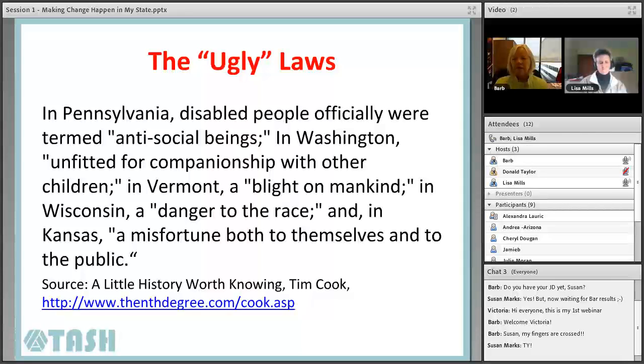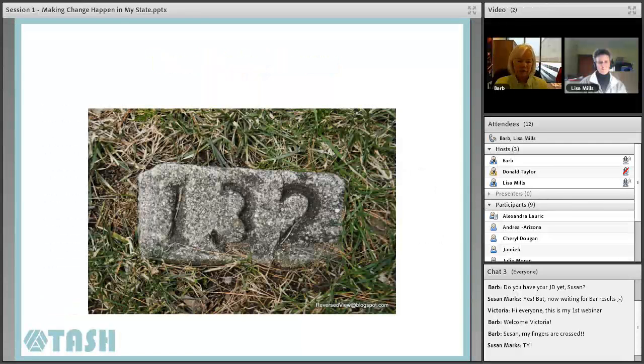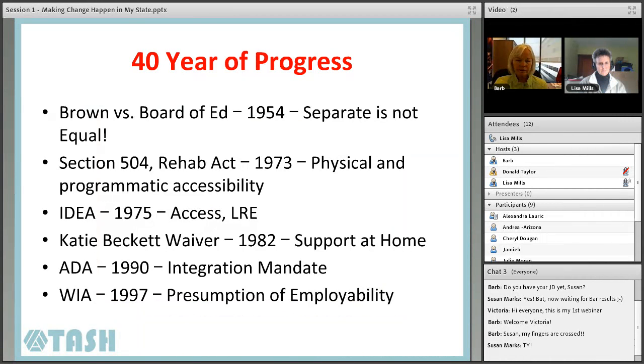So if you put that into context, there is a history of oppression. And that kind of state-mandated separation and segregation is what allowed society to dehumanize people to the extent that we buried people in state institutions with just numbers on their graves. This is an actual grave marker in the state of Wisconsin. So that's the bad news.